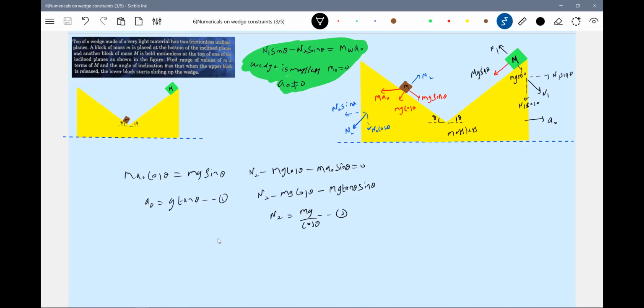Okay, fine. After this, let's look at the wedges. Anyway, we have concluded already N1 sin theta, N2 sin theta, but still find the range of values of m in terms of M and theta. Small m should come in terms of capital M and theta. Any equation can we bring? I think I have to give some time for students to think.